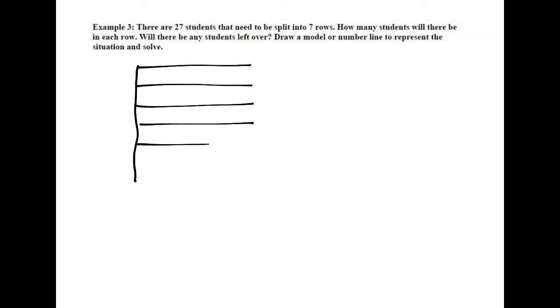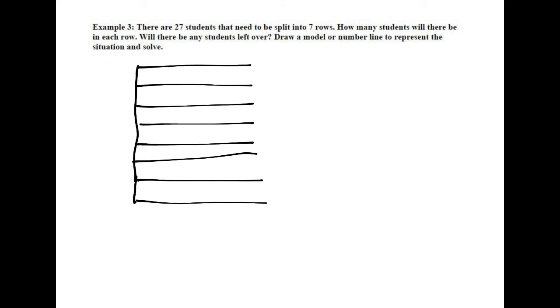So what I'm imagining is like a seating chart of sorts. Okay, and we need 7 rows. So 1, 2, 3, 4, 5. I'm not going to have enough space. 6, 7. And I'm not going to put anything else in it yet. Okay, so I'll show you.